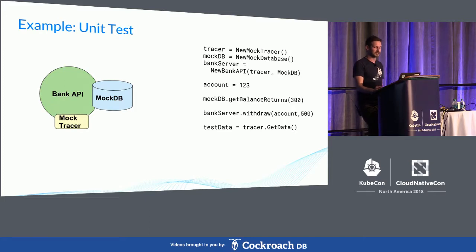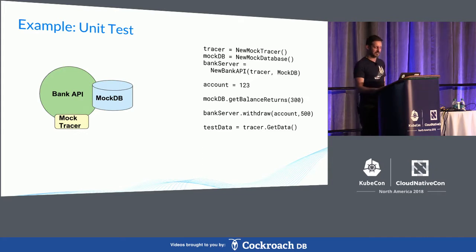So you might set up an instantiation of just this in code. You may attach a mock database to it. So we're just going to create a mock tracer and a mock database and create a new running bank API with that tracer and database. You're going to tell the mock database to, hey, always return 300 for the balance. And then we're going to run the withdraw command on the bank server for 500.